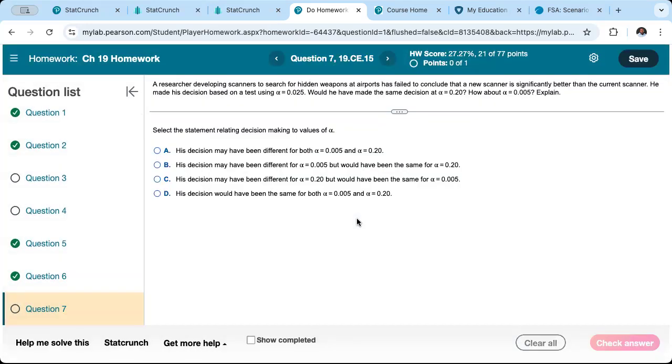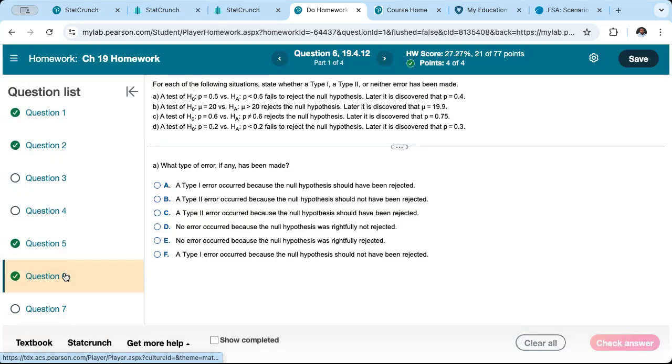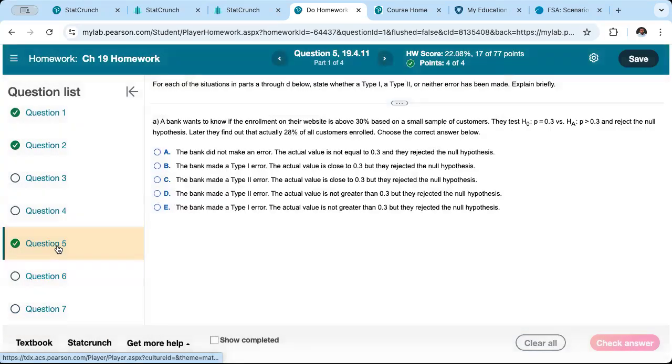Now let's get to 6. Oh, I think we've done 6. We just finished 6, right? Okay, so we've done 5 and 6. Okay, now let's get back to our slides then.